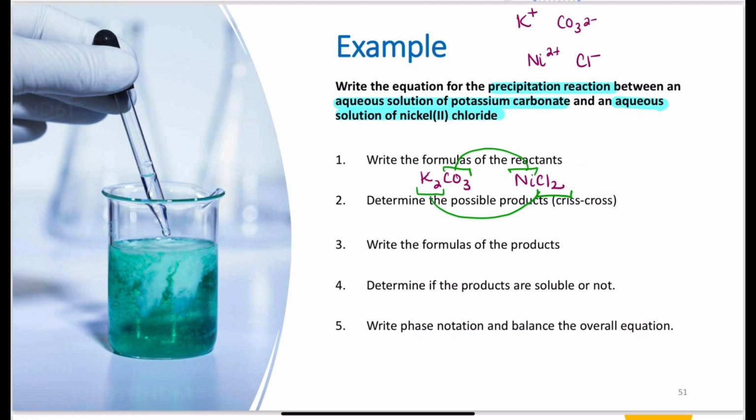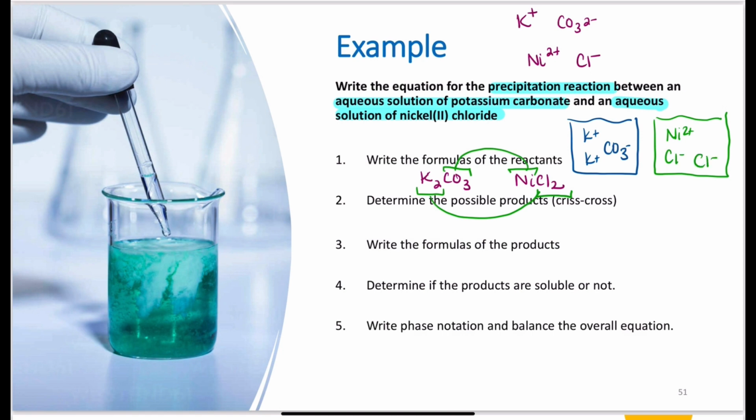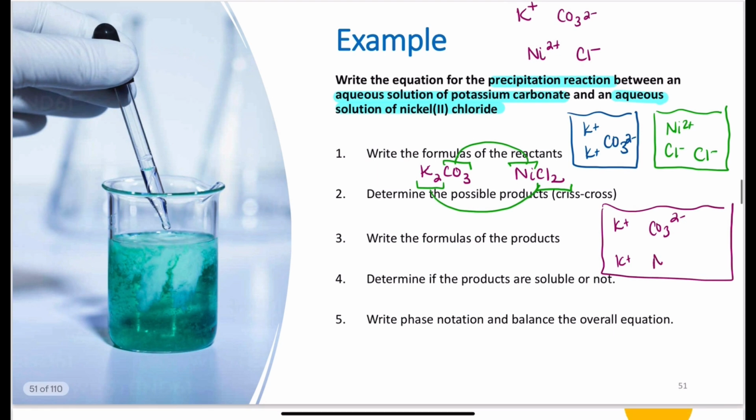You can also think about what this actually means in solution. If I have K2CO3, I've got a beaker, and I've got 2 potassium ions for every 1 carbonate ion. If I've got nickel 2 chloride, I have a beaker where I have 1 nickel 2+ ion for every 2 chloride ions present. And I am mixing these together. When I mix these all together, I've got K+, CO3 2-, that should be a 2 in there, I apologize, there should be a 2- right there. Nickel 2+, and Cl- and Cl-.